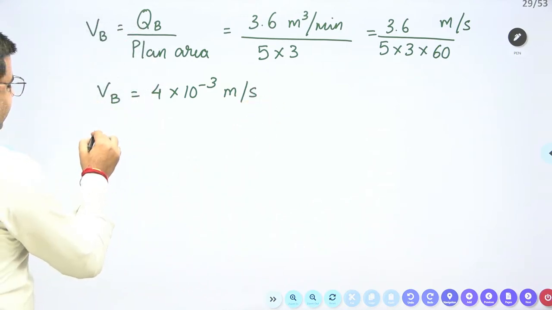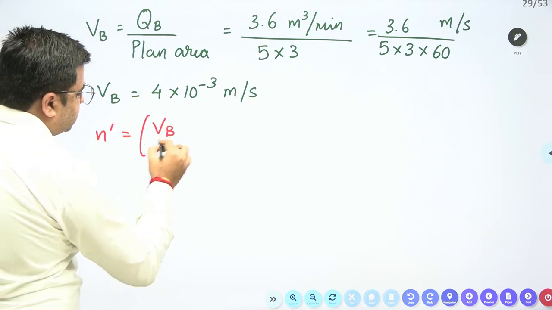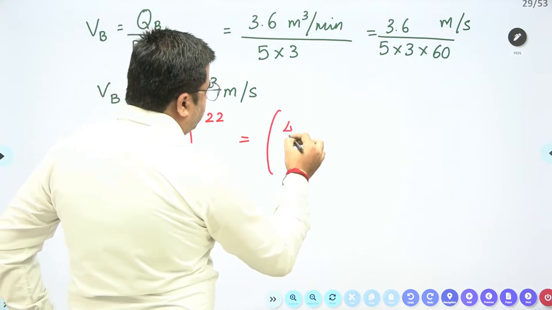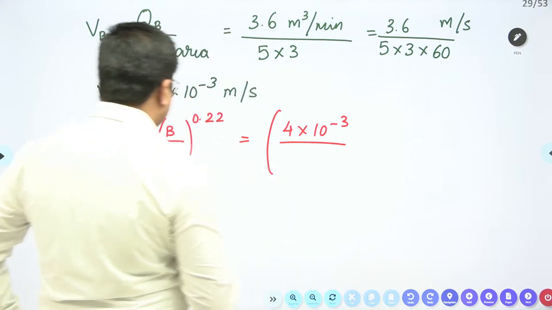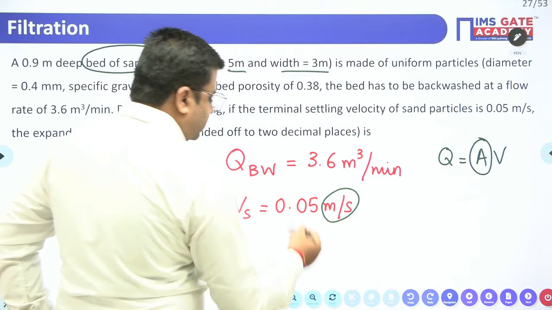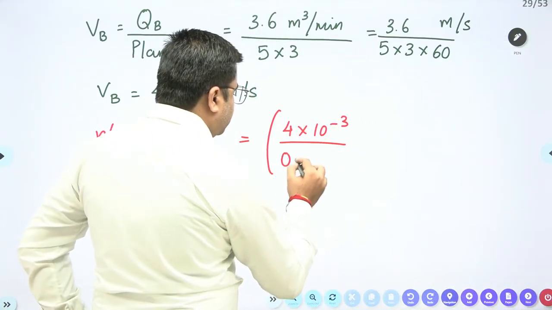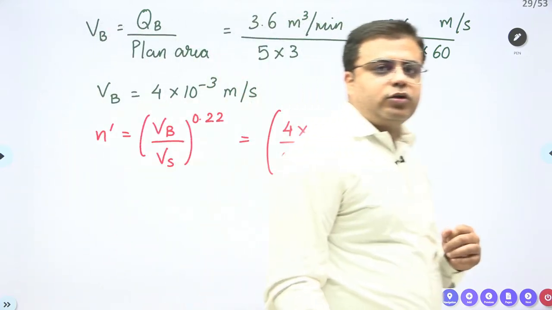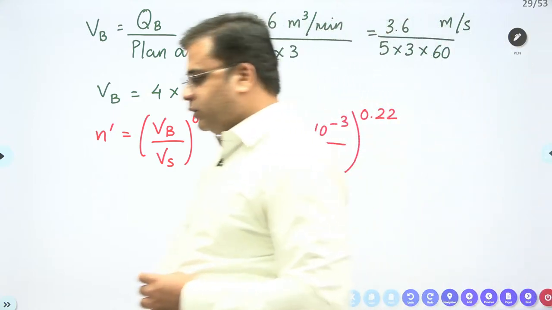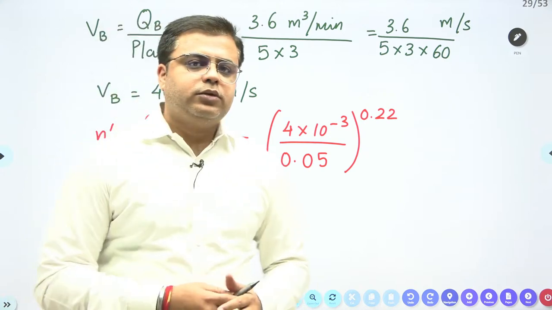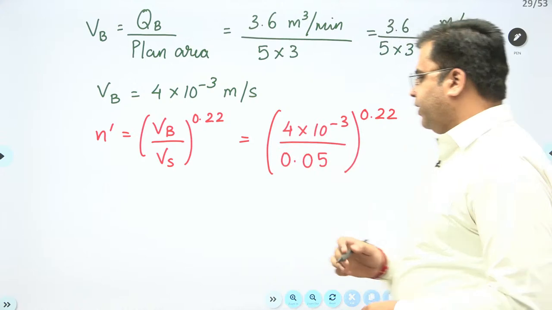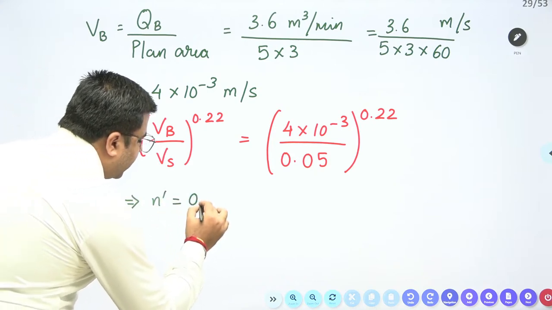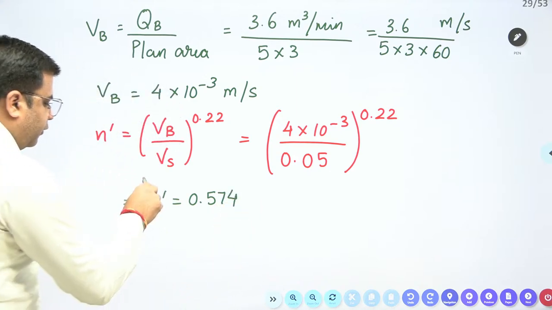Substitute this VB for calculating N dash. So this N dash is (VB by VS) raised to the power 0.22. Just substitute both the values. VB is 4 into 10 raised to the power minus 3, divided by VS, which is 0.05, all raised to the power 0.22. Get me the porosity of the expanded bed. It is 0.574, correct. So the porosity of the expanded bed, N dash, is 0.574.